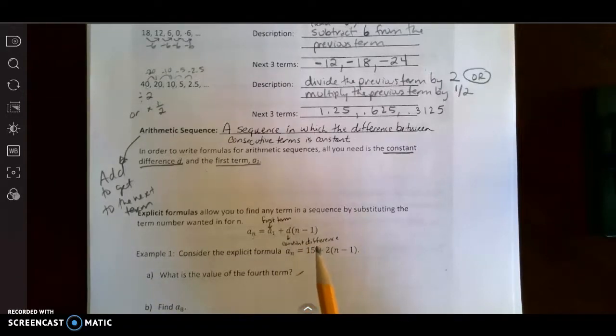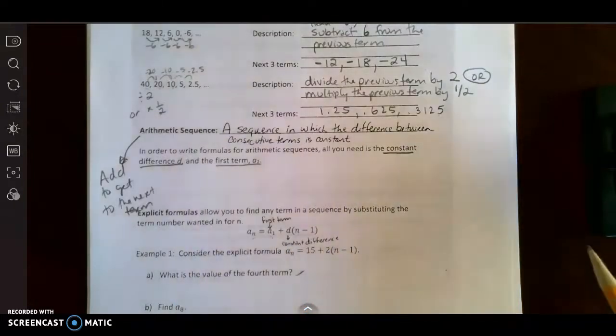Now you might be wondering, well, why did we multiply it by n minus 1? Why isn't it just the constant difference times n? Well, because we already have the first term, and if we want the 8th term, we only need to go 7 more terms. So that's why it would be the constant difference times 8 minus 1, which is 7. So the first term plus the constant difference times n minus 1.